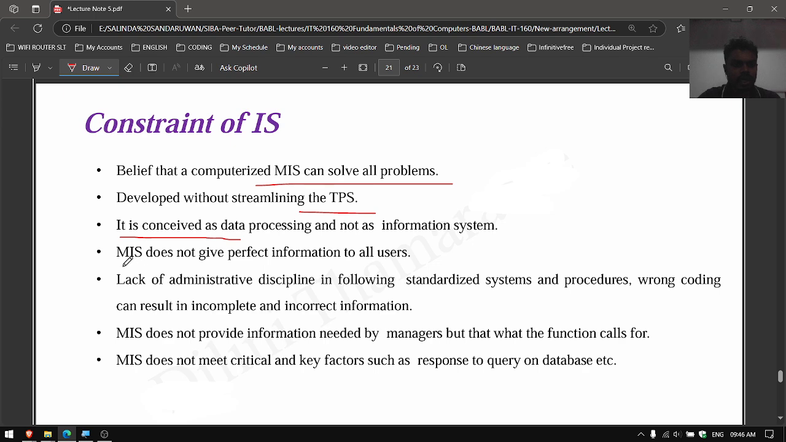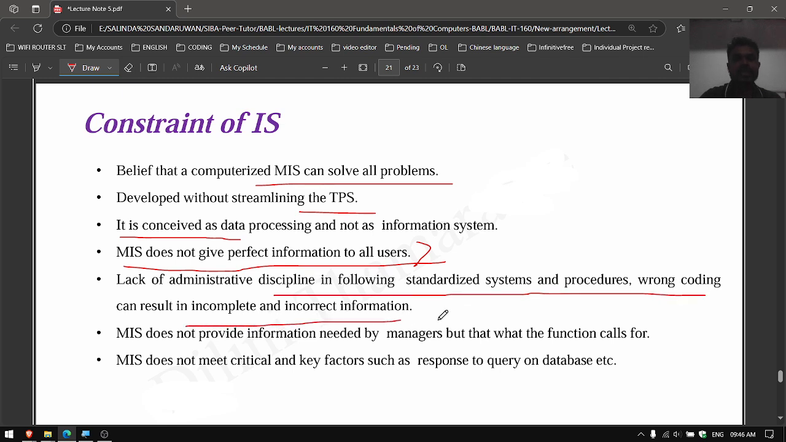And also MIS does not give perfect information to all users, because depending on the user's capability it differs. Lack of administrative discipline in following standardized systems and procedures. Wrong coding can result in incomplete and incorrect information. So think you are working in a bank and you open two accounts for the same NIC. So the information in the system is incorrect. So you can't solely rely on it.